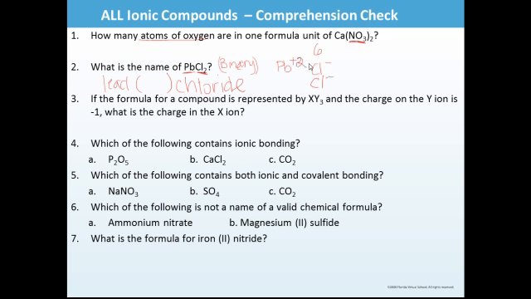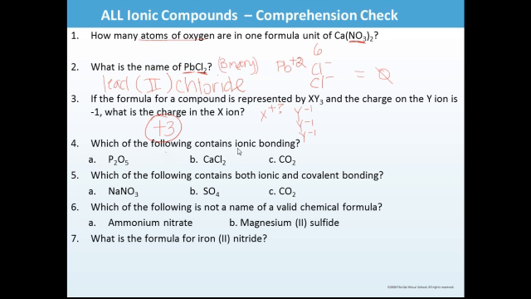Because if the lead is a +2, I have a total of -2, that equals 0. Number 3, I know X is going to be positive something because it's written first. Y has a -1, but I have 3 of them. So if I have 3 of these, that's a total of -3. If I have only 1 of the X's, X has to have a charge of +3.